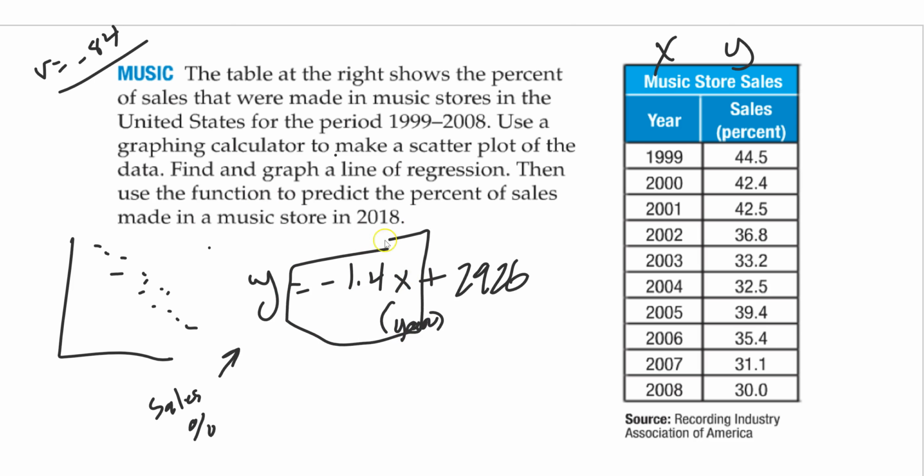Now let's talk about what slope means. We haven't talked about this yet. What slope means here. Remember, slope is a ratio, right? So negative 1.4 is y over x, and my y here is sales percent, and my x here is years. So what that's telling me is that every year it's going down another percent. So every year I'm going down negative 1.4 sales percent per year. So just like anytime you see the slope, just add a per.